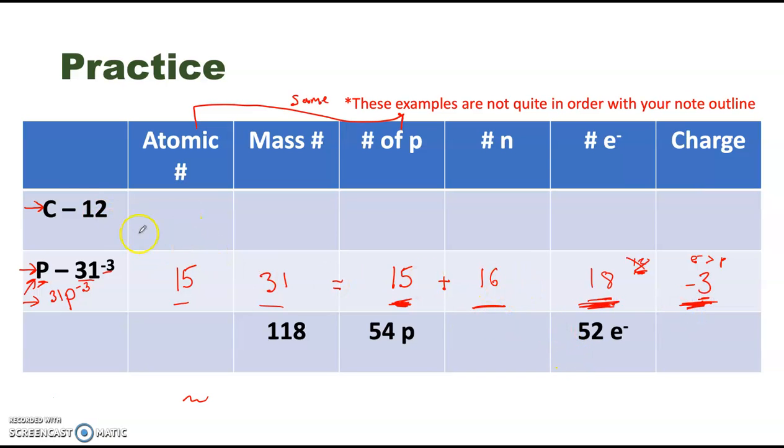Let's actually go up and do the top one. This can also be written as C12 like that. Now there's nothing up here, so there's no charge. So 0 charge. We've got a mass number of 12. If we look up, the mass number of 12 came from right there. If we look up C on the periodic table, it is number 6. That means it has 6 protons. Now, what plus 6 equals 12? The answer is 6.